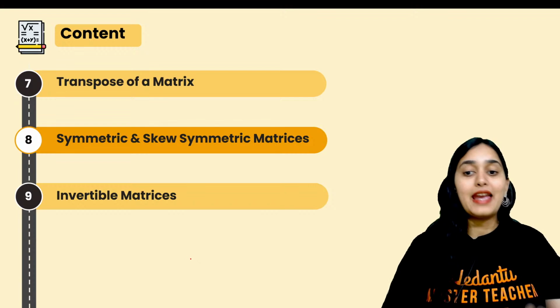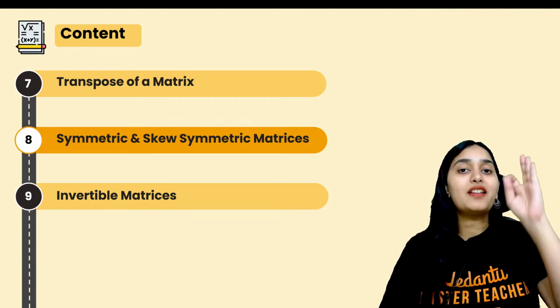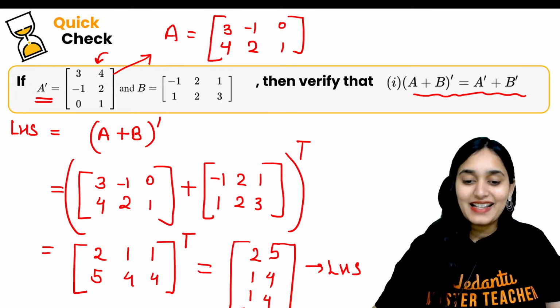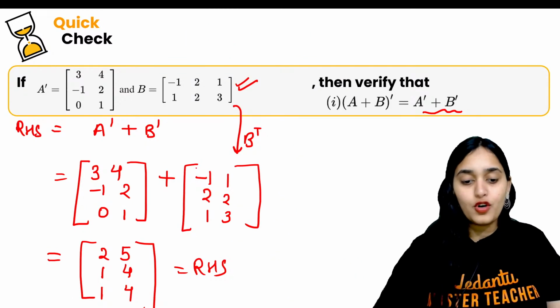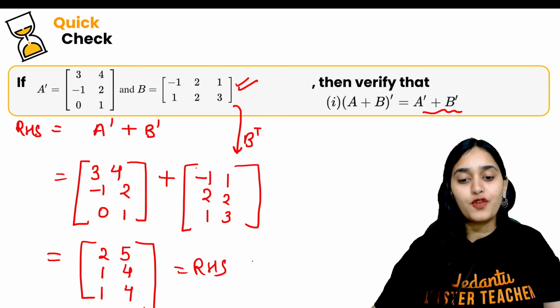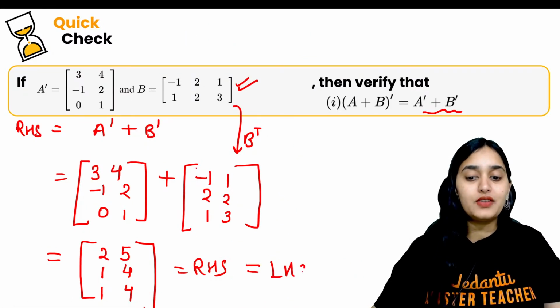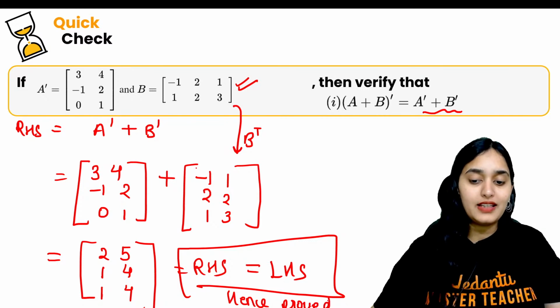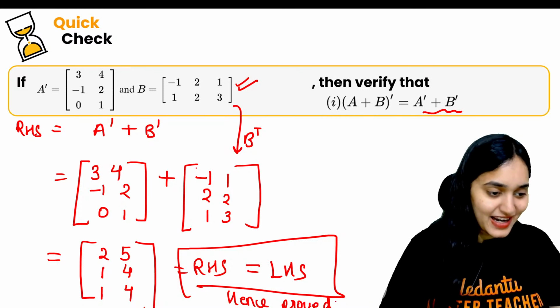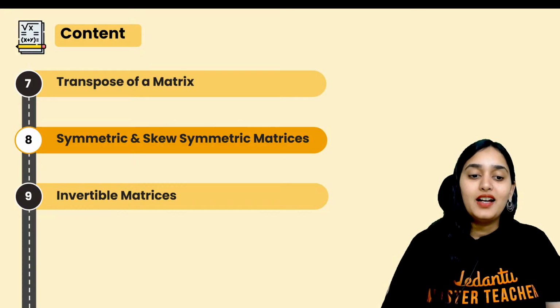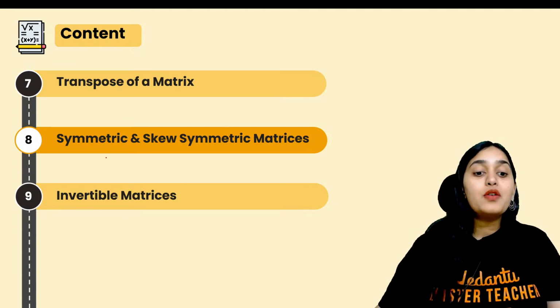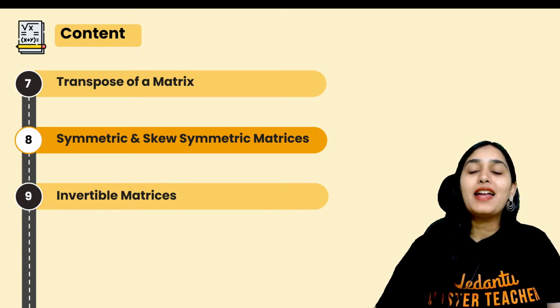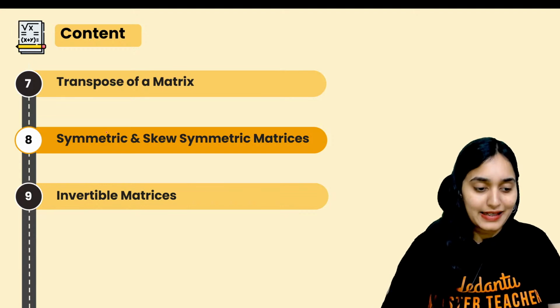Now you guys check, is your left hand side equal to the right hand side? Yes. 2, 1, 1, 5, 4, 4 and 2, 1, 1, 5, 4, 4. This is equal to the left hand side. Hence proved. Alright, understood. Next, let's learn about what are symmetric and skew symmetric matrices.